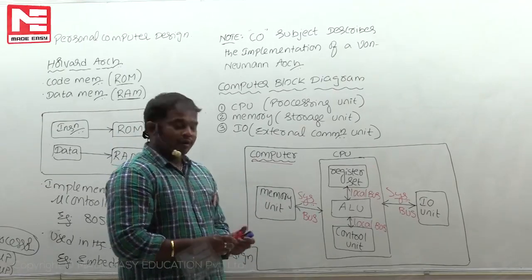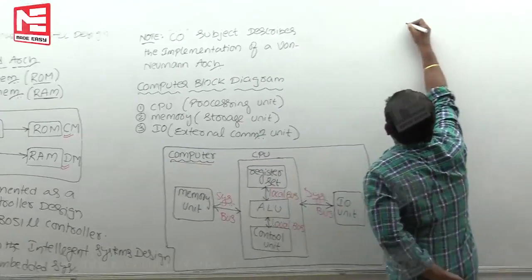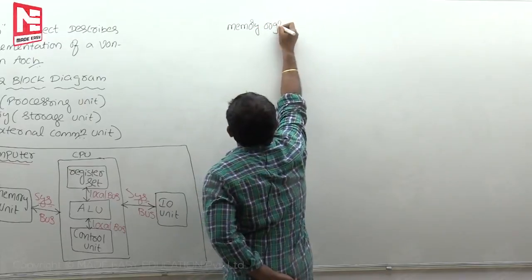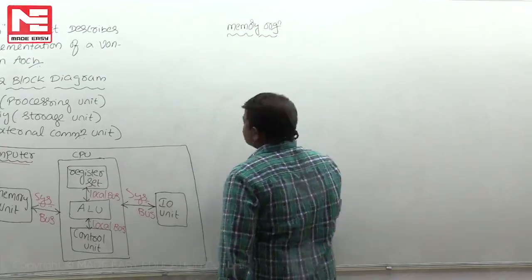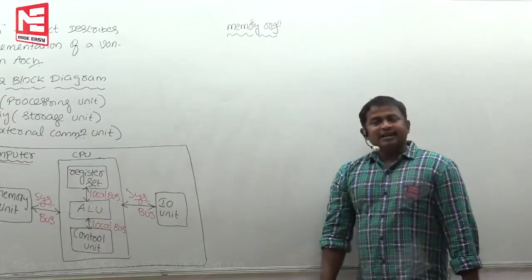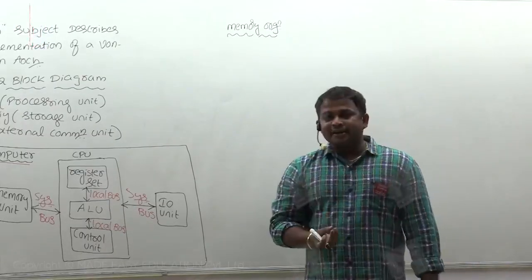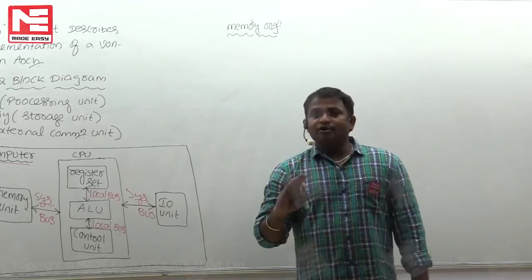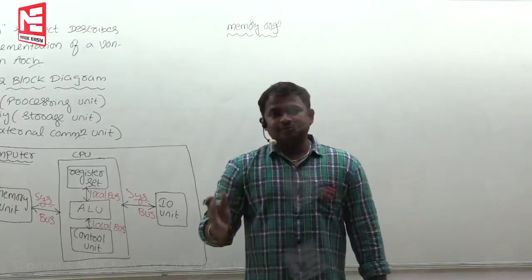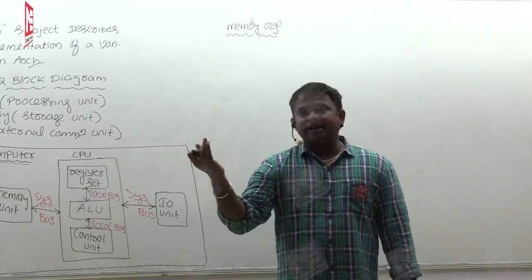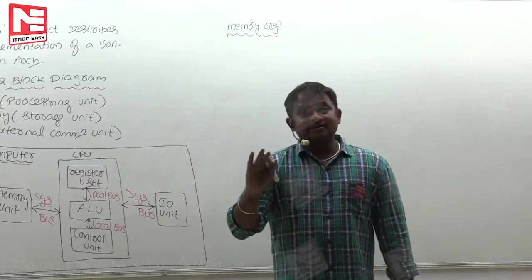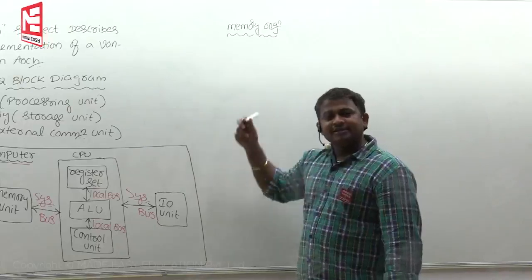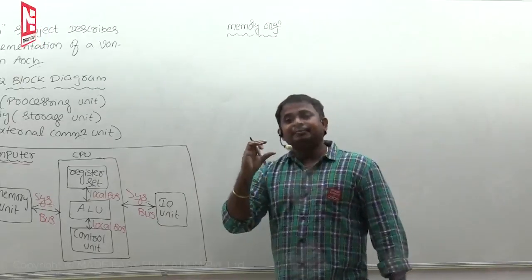Fine. Now we are going to start the memory organization. At this moment, whatever memory organization we are describing is a single chip memory design. We are not talking about the system level memory, that means secondary memory, main memory, cache memory, register memory. That is not the memory organization here. This memory organization simply concentrates on the memory chip design.